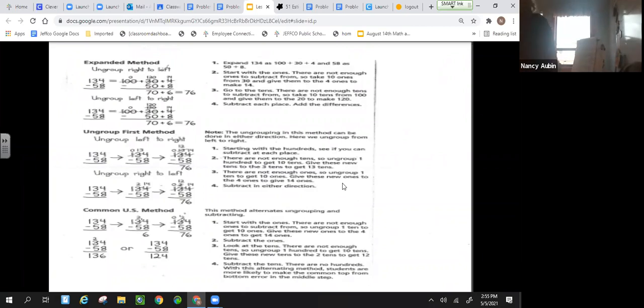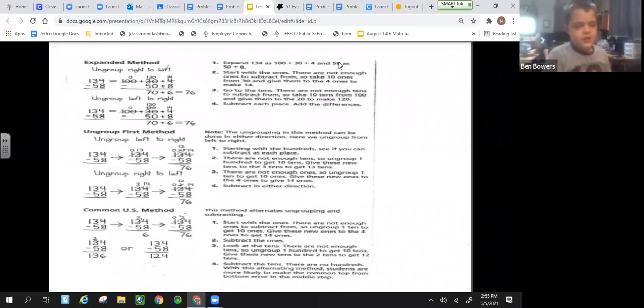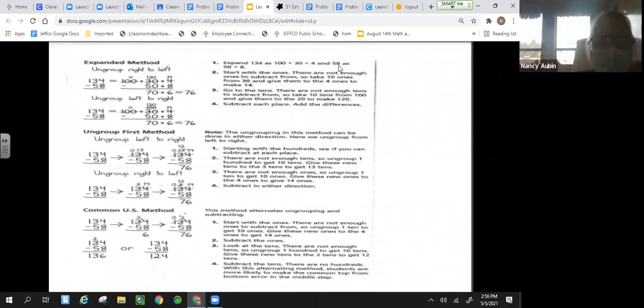Okay, keep your paper, head back to your spots. So, what did we notice? Ben, one thing you noticed. That they each have the same answer. No matter which method you use, you're going to get the same answer. Excellent observation.